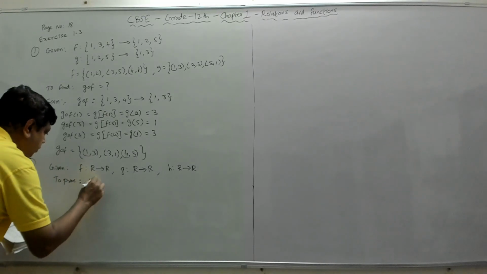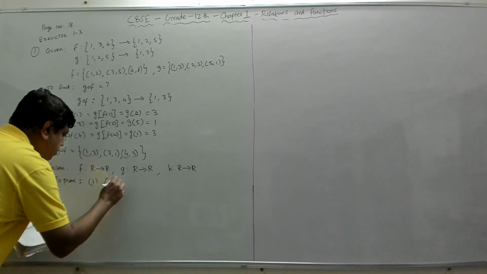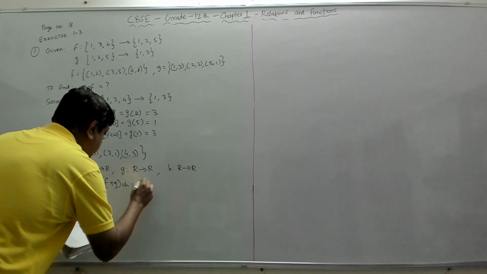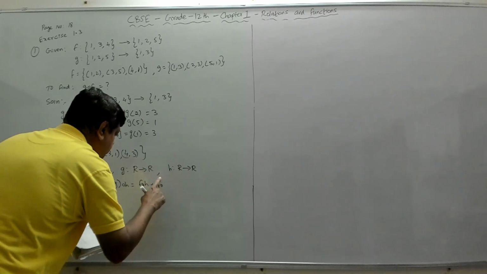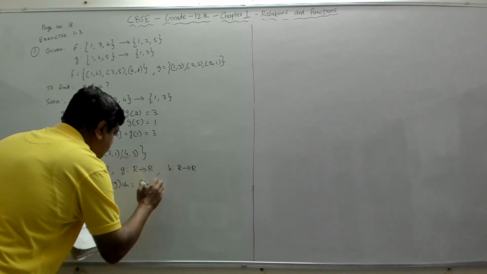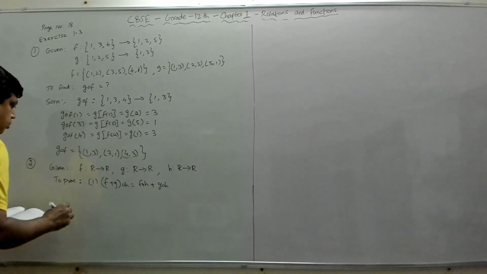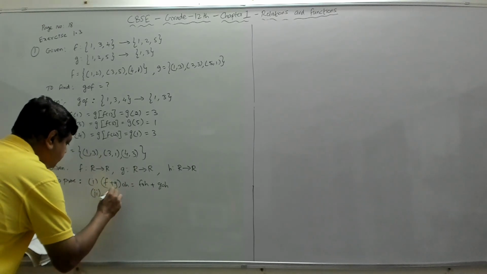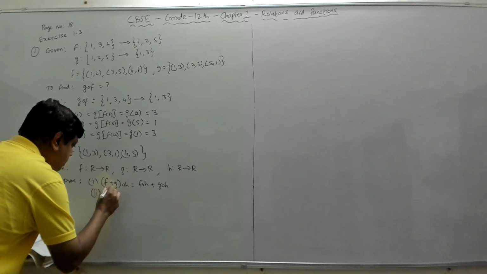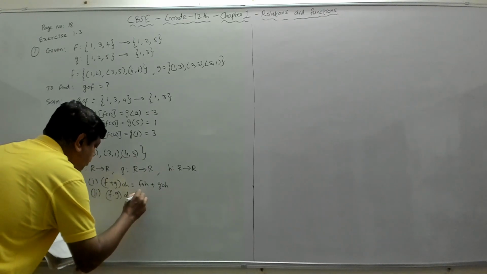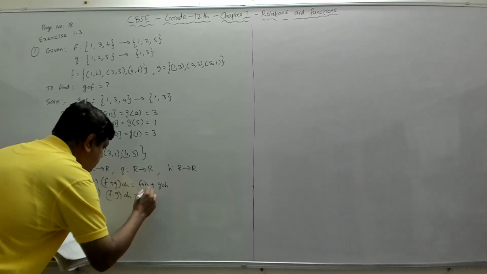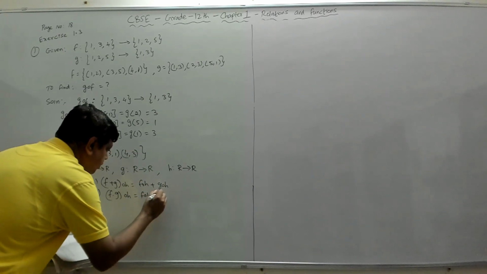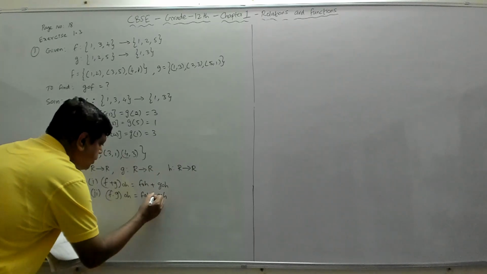The first part that we have to prove is, we have to prove that f plus g of h equal to f of h plus g of h. And second, the second part is f dot g of h equal to f of h dot g of h.